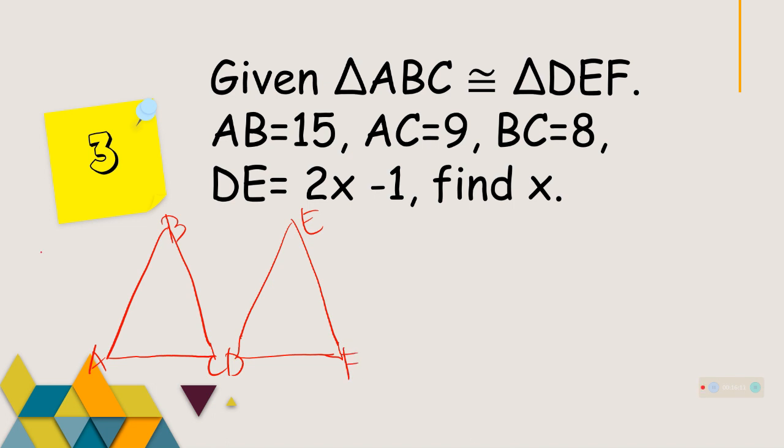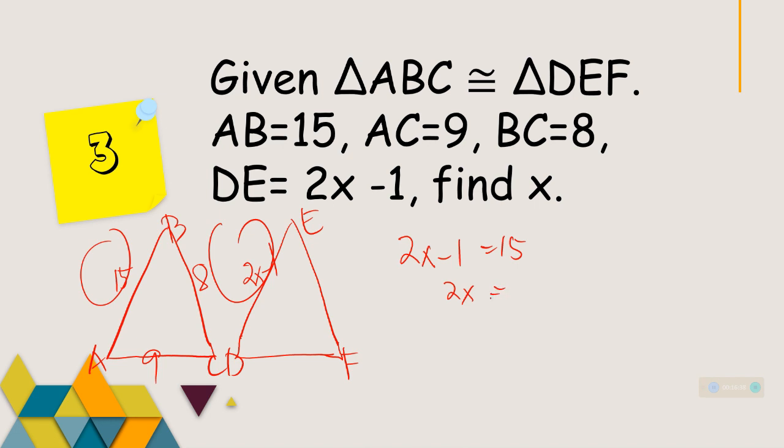Then we have here AB is 15, AC is 9, and BC is 8, and DE is 2x minus 1. Again, look for the corresponding parts that are having the complete info. We are going to have this one. So you will have here 2x minus 1 equals 15 as they have the complete info. So you may have here 2x equals 15 plus 1, again using addition property of equality. So you will obtain 2x equals 16, then divide both sides of the equation by 2.